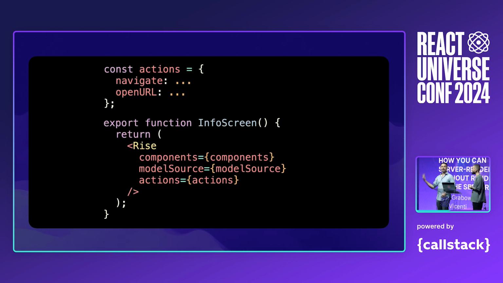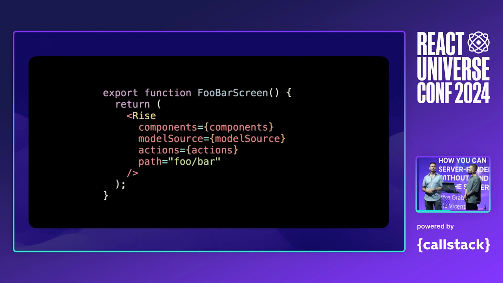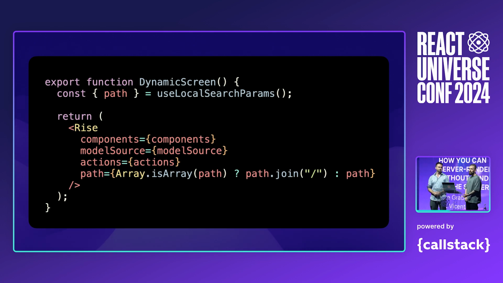You can also specify actions to the Rise component. So your server can send custom behavior like we've seen with Navigate and the open URL button handlers. And lastly, you can provide a path to specify which model on the server you want this component to render. And if you're using a navigation library, such as Explorer, you can get path from route params, and that way you make a dynamic screen.